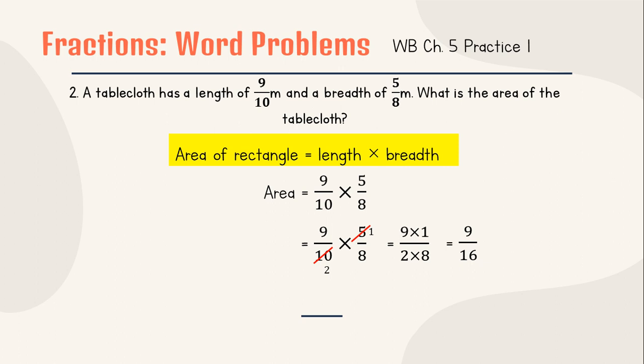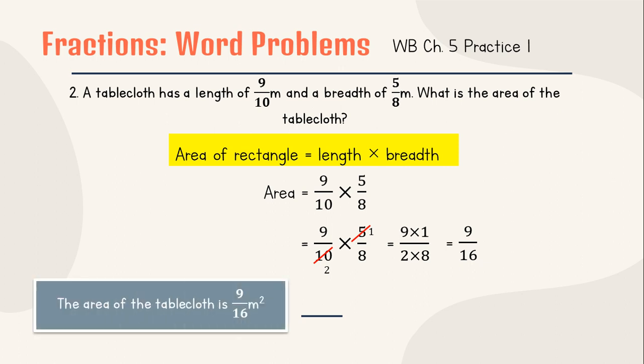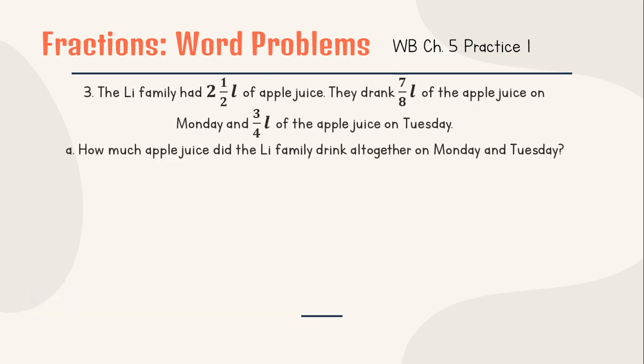So what we have is 9 per 16. So the area of the tablecloth is 9 per 16 square meter. Don't forget, whenever you find area, you need to write square meters or square centimeters. If you do not know why we have this number 2 on top of meters, go back to grade 4, or you may ask me once again. I will explain it to you. We will recall your memory.